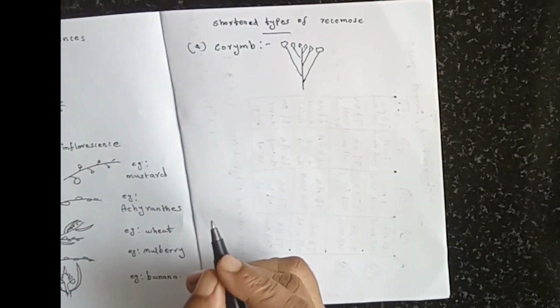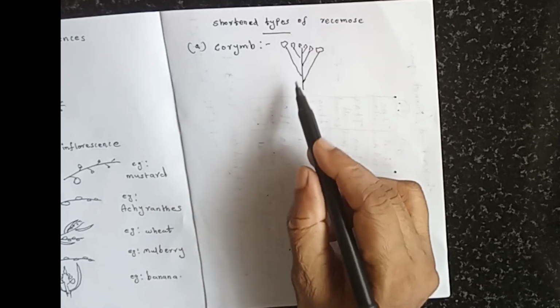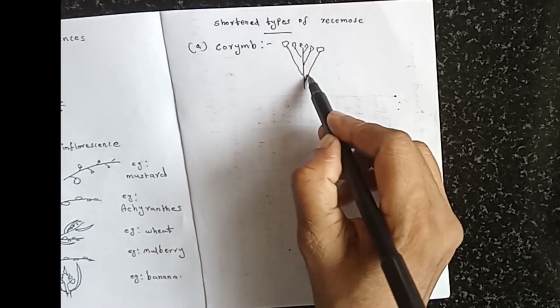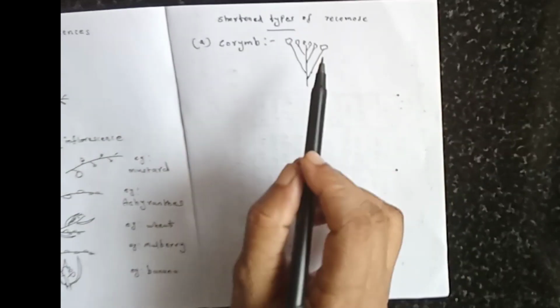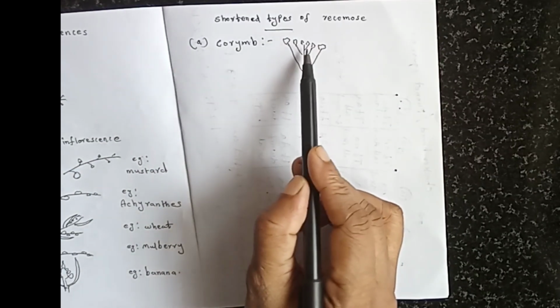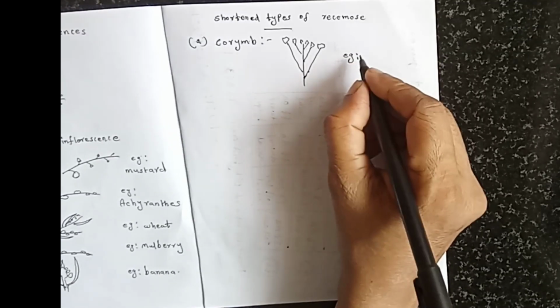In this case, the lower flowers have longer stalks than the upper young ones. All flowers come to lie at the same level. Example, candytuft.